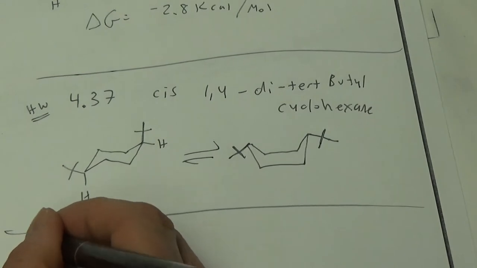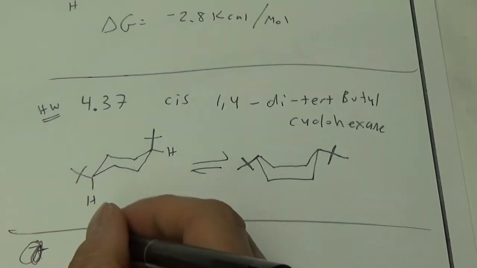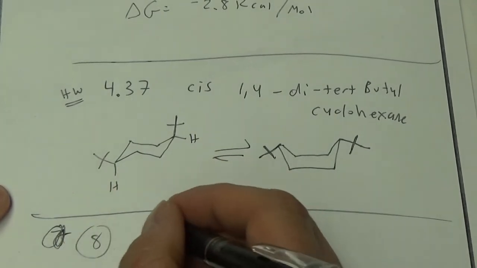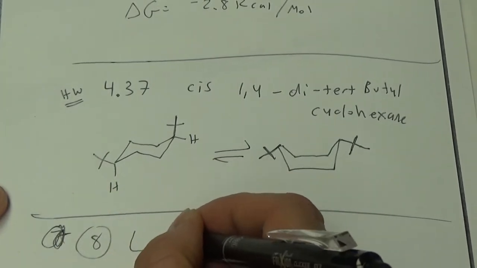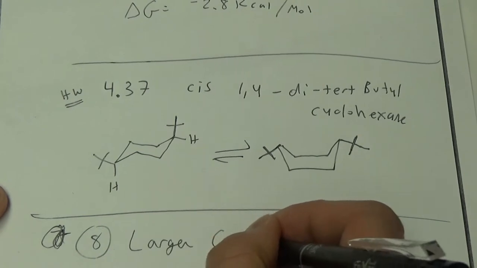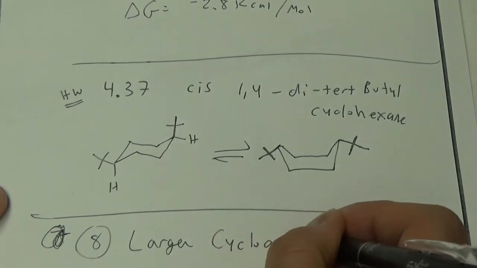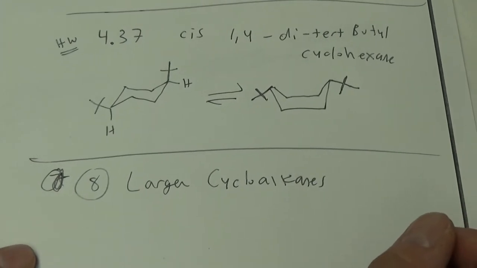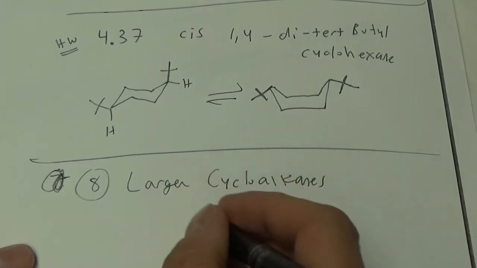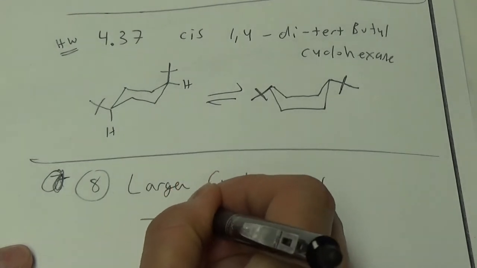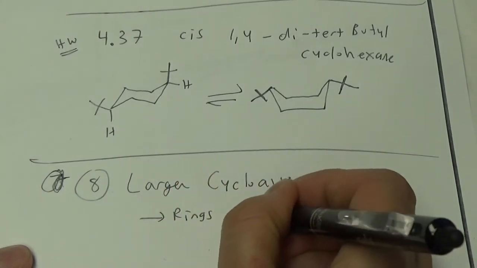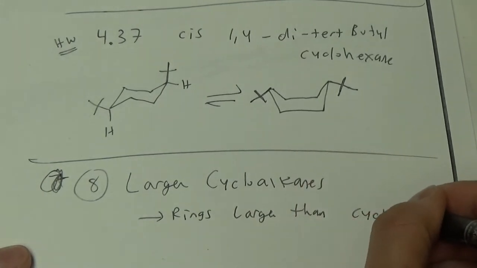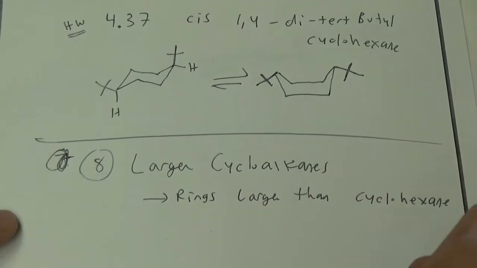Okay, so we were talking about number 7, which was all the cyclohexanes. Now we're going on to number 8, which is larger cycloalkanes. We already talked about this. We're just going to mention it one more time. So, rings larger than cyclohexane. That's what we mean by larger.